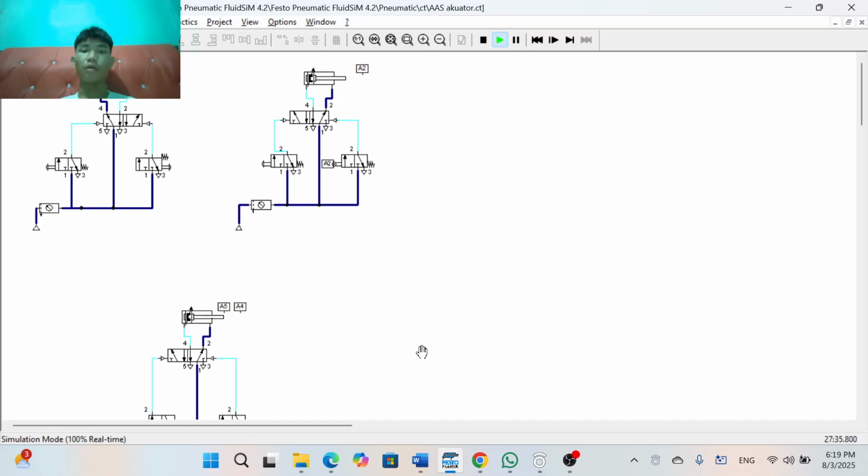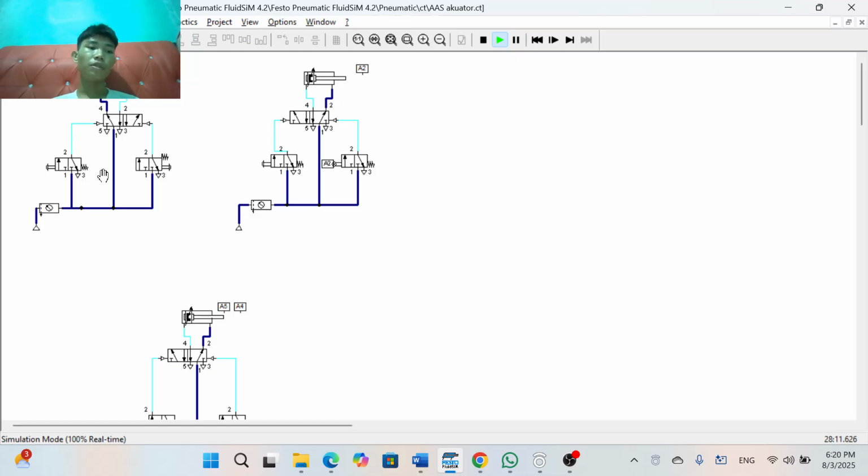Okay, my name is Aldi Faber Selain Papahan, and I will explain about a pneumatic system that I have made. I already made three different pneumatic systems: manual, semi-automatic, and automatic. First, I will explain the manual system.